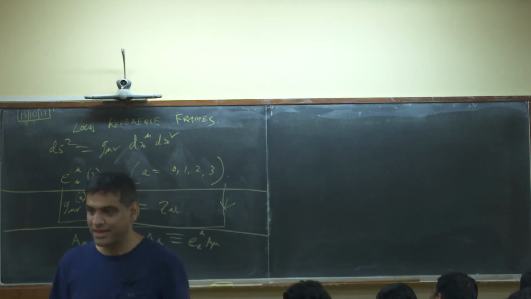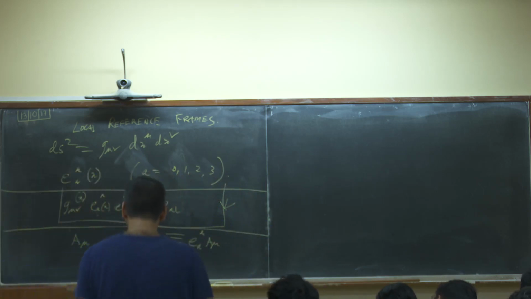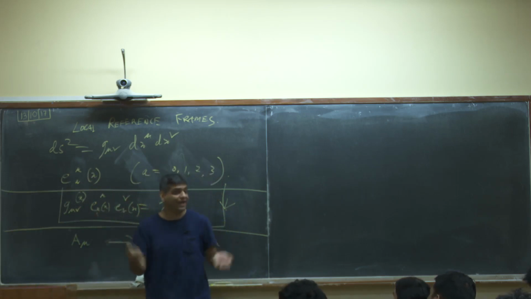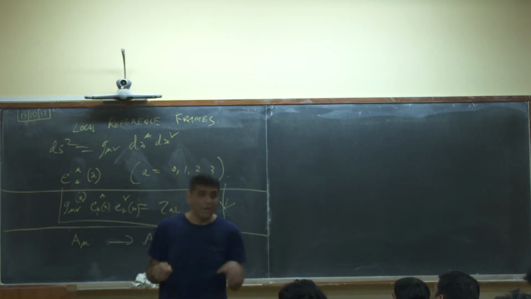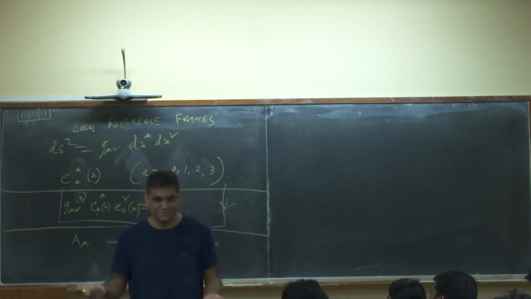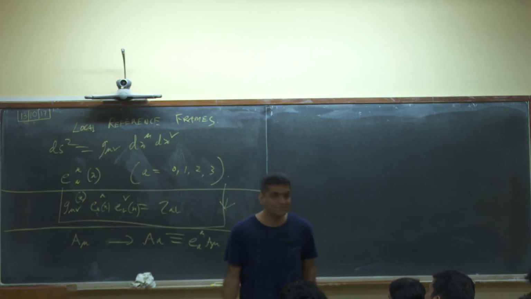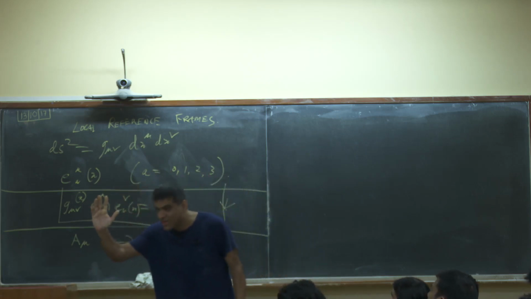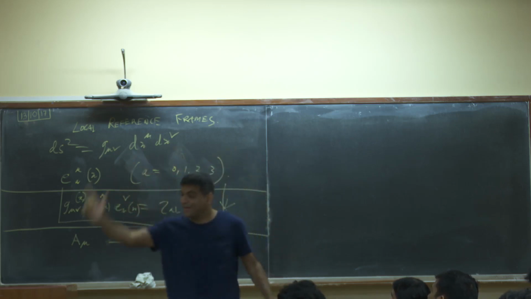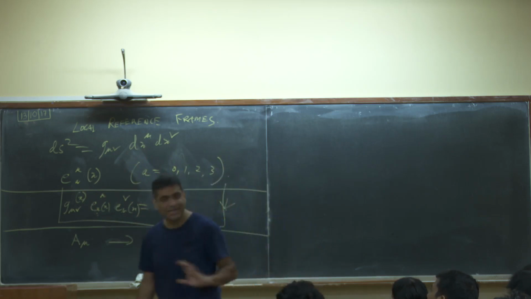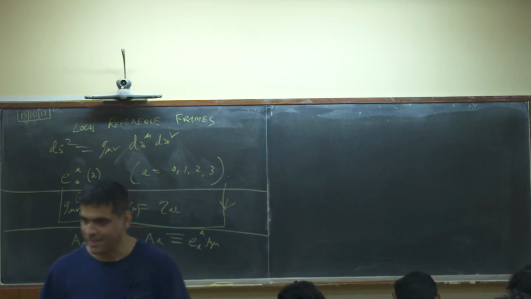So the idea is that once I give you a choice of this e^a_mu, there are two independent but equivalent ways of specifying any geometrical object. A, by specifying the object itself in some coordinate system. B, by specifying its projections onto your basis of fields. Is this clear? Okay.